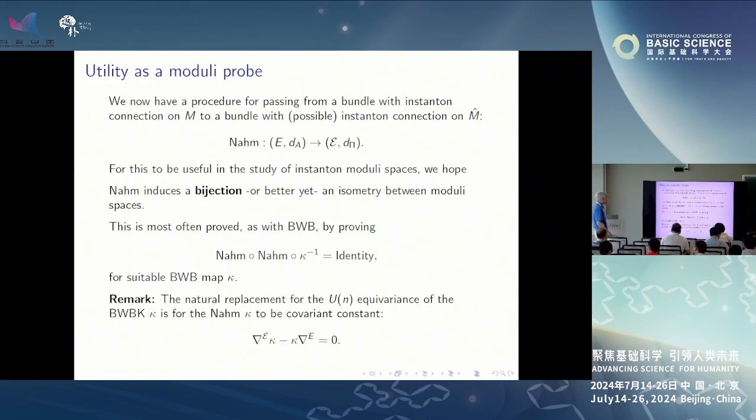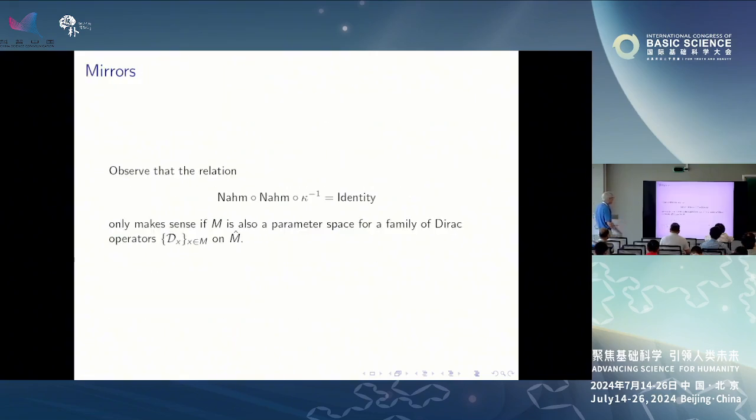And let me just mention in passing, because I didn't know where else to put this, that when we generalize kappa to this situation, before, remember, we were focusing on the fact that it was U(n) equivariant, and that means somehow it was commuting, in particular at the Lie algebra level, with the action of some vector fields. So the analog of that should be that it's covariant constant in the way that makes sense. So it commutes with the relevant covariant derivatives.